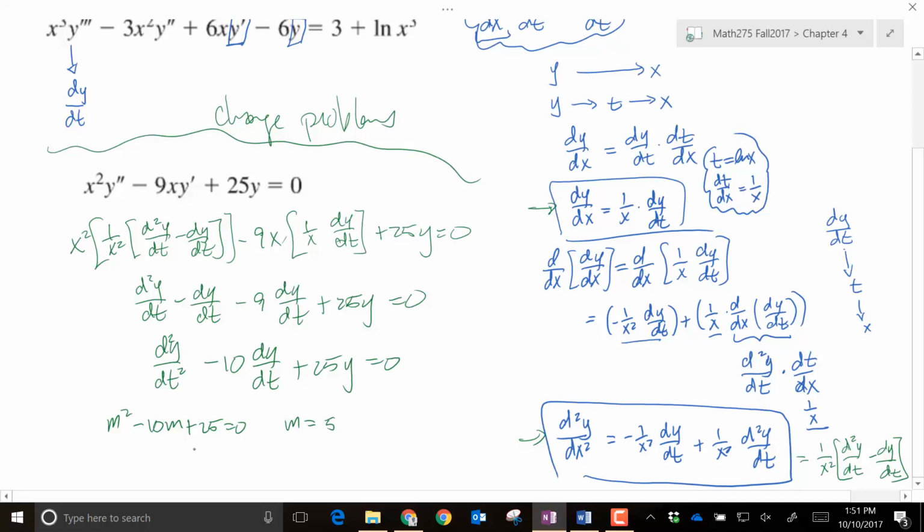And so we got y of t. Now I'm being careful here because this is a function of t. y of t is equal to y1 of t is equal to, what is it, e to the 5t. And y2 of t is equal to, because it's repeating, what happens? It's t e to the 5t, right?